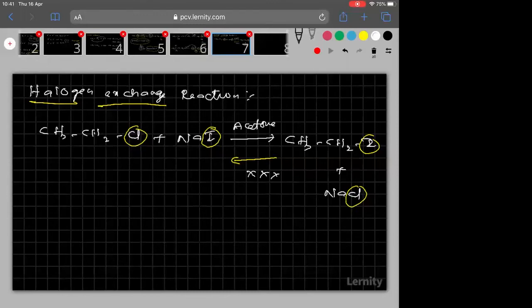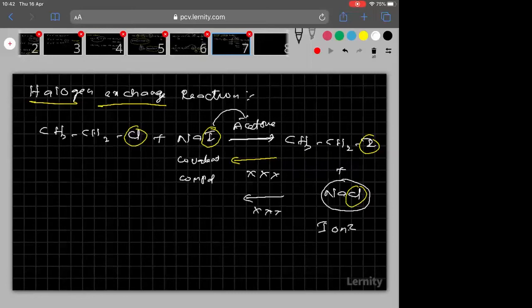Reason is that sodium iodide is a covalent compound. And you know, covalent compounds are soluble in non-polar solvents like acetone. So sodium iodide, being a covalent compound, is soluble in the non-polar solvent acetone, and hence the reaction will move in the forward direction. But NaCl, I think you know well, is an ionic compound. Ionic compounds are insoluble in non-polar solvents like acetone. Therefore, the backward reaction does not happen because NaCl is not soluble in acetone.